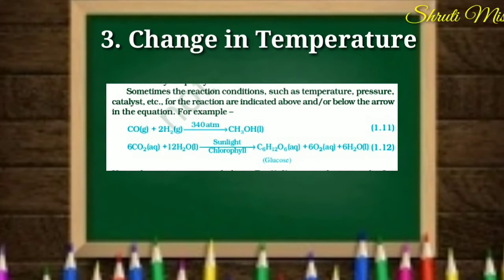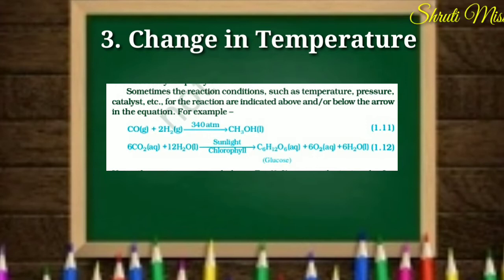After that, the third characteristic is change in temperature. Sometimes the reaction conditions such as temperature, pressure, catalyst, etc. for the reactions are indicated above and/or below the arrow in the equation. So here we can see that CO, which is in gaseous form, plus 2H2, which is in gaseous form, makes CH3OH, which is in liquid form. On the arrow we can see that there is 340 atm. Okay, only at this pressure will this reaction occur.